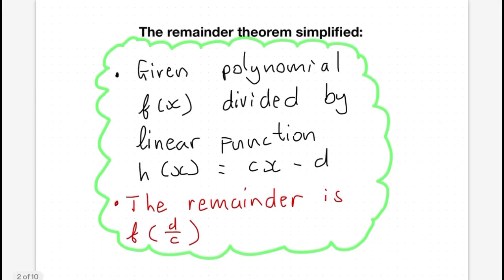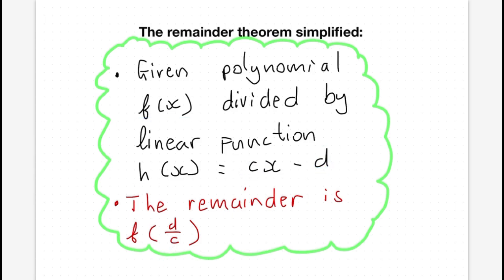Now, the Remainder Theorem, if I were to simplify it, and to be quite honest, even this statement is not too simplified, but I promise you it's only the statement that's not simplified. The application of it is actually very easy, as you'll see. The remainder theorem tells us that if you're given a polynomial called f of x and you divide it by a linear function called h of x, and let's say h of x had the equation cx minus d, then you could find the remainder of dividing f by h. You could find the remainder by just plugging in d over c as an x value to f.